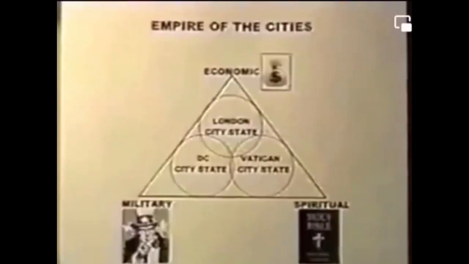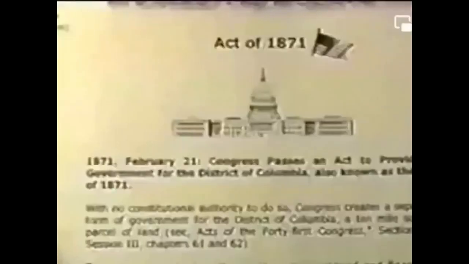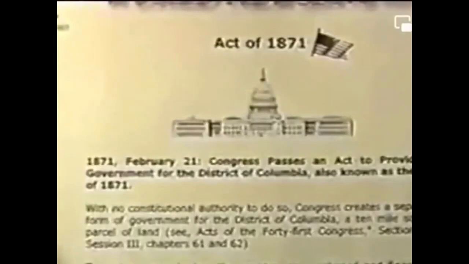The Constitution for the District of Columbia operates under a tyrannical Roman law known as Lex Fori, which bears no resemblance to the U.S. Constitution. When Congress passed the Act of 1871, it created a separate corporate government for the District of Columbia. This treasonous act allowed the District of Columbia to operate as a corporation outside the original Constitution of the United States and outside of the best interests of American citizens.